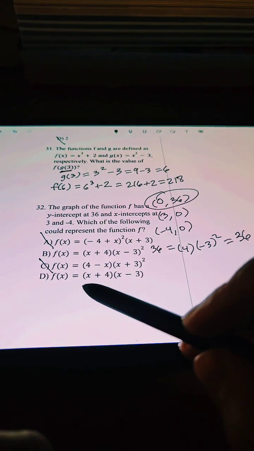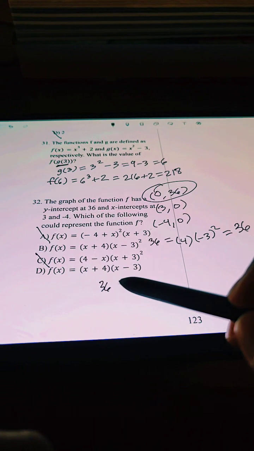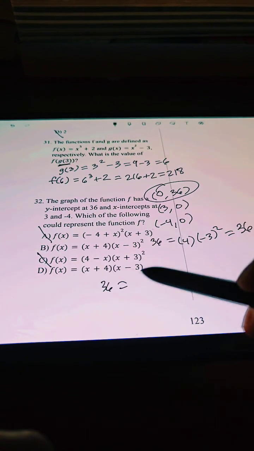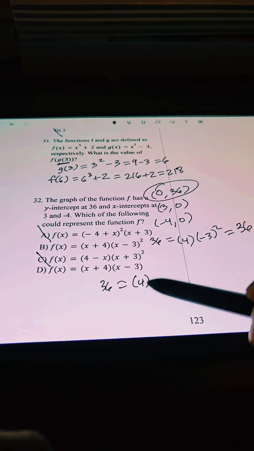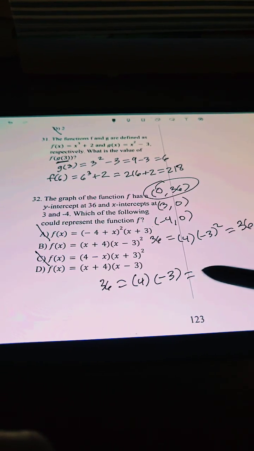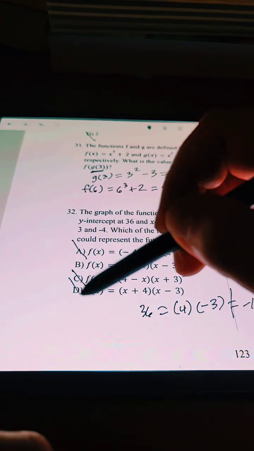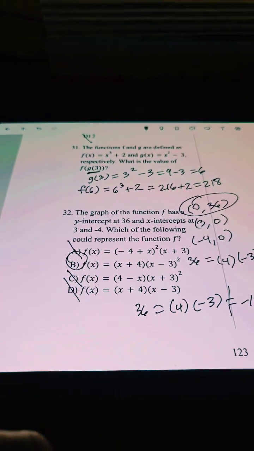Now let's do the same thing with D to disprove that it's D. So 36 for f of x, and then my x has to be 0. 0 plus 4 is 4. 0 minus 3 is going to be negative 3. That's going to equal negative 12. That does not equal 36. So it can't be that one. It has to be B.